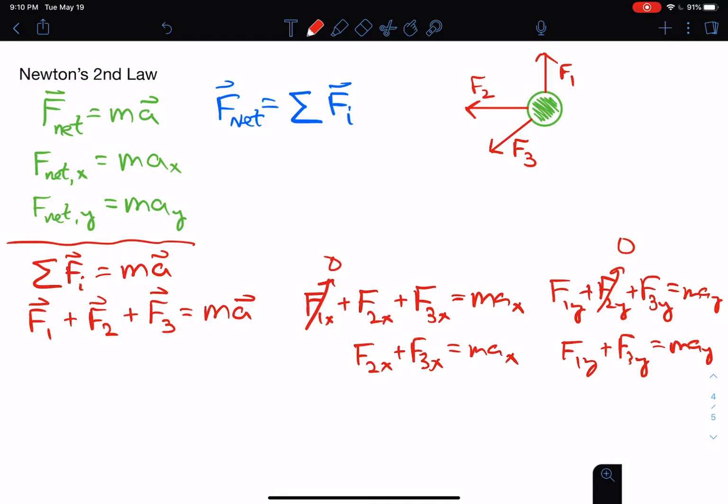But this is the idea. This is Newton's second law. You've got to draw your force diagram, and then you have to build the left side of Newton's second law. That's what we did here. We built it by adding together the vectors and immediately breaking it up into the x and y components. And that's Newton's second law.